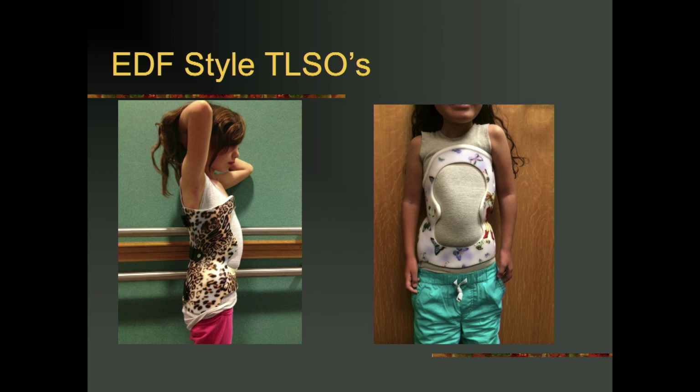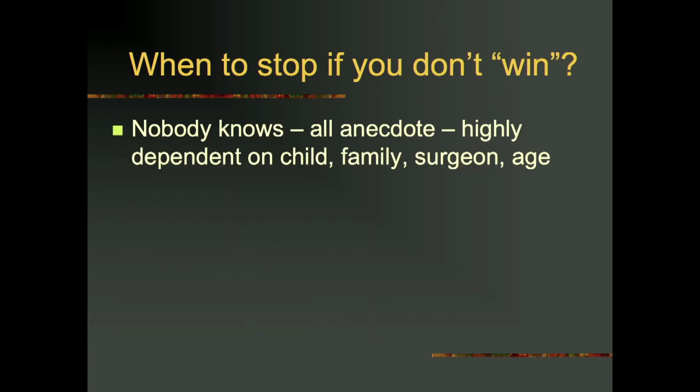Here's an example of an EDF style brace, which we would mold for the younger kids in the hospital, oftentimes awake. What do you do if you're not going to win, if you're not going to make their scoliosis go away? I really don't think anybody knows. Around the age of 4, because we know that there's so much less growth and potential for further correction, I often consider changing to a brace for a trial around that point of time.